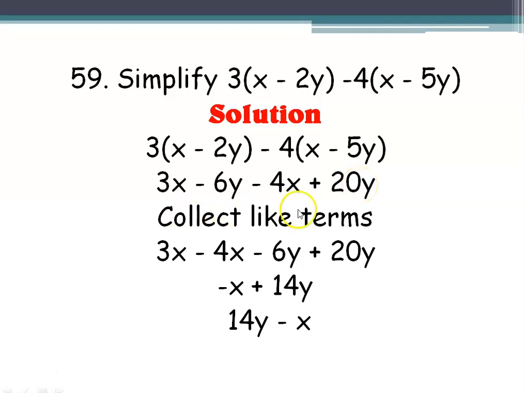Then I'll collect my like things. 3x minus 4x minus 6y plus 20y. 3x minus 4x is minus x, and then minus 6y plus 20y is plus 14y. Okay, so I can interchange it to 14y minus x, and that is my answer. Is that taken? Good.